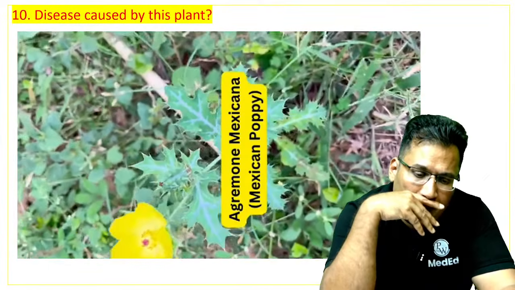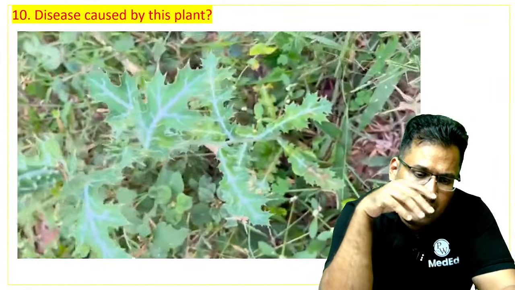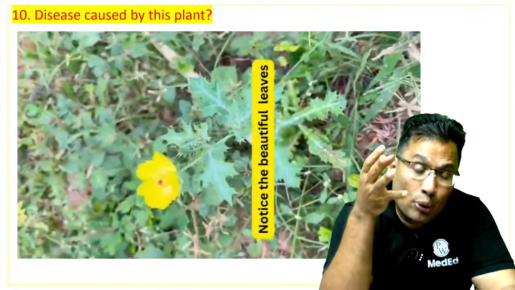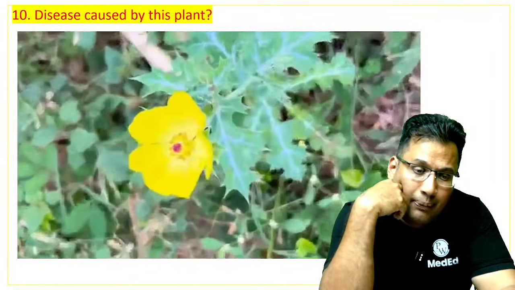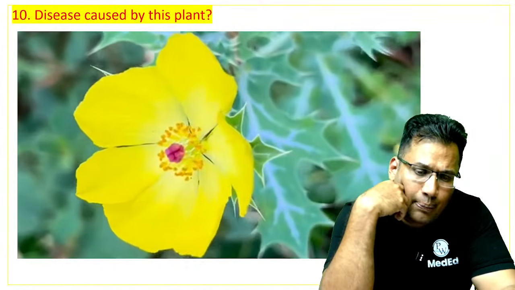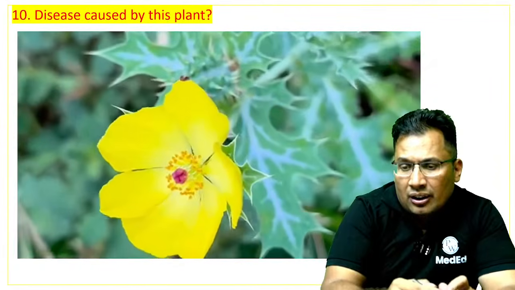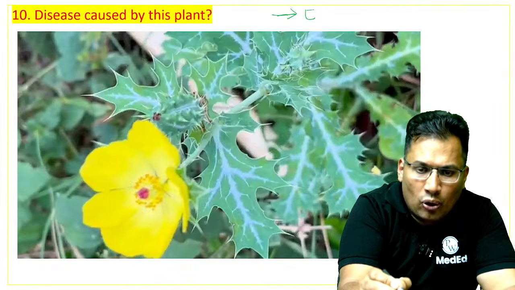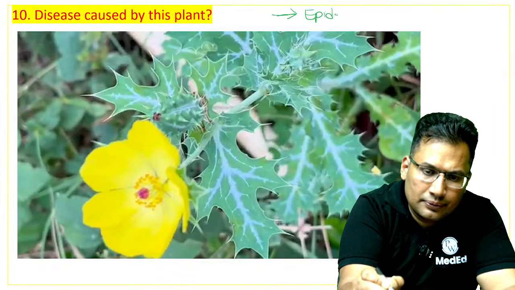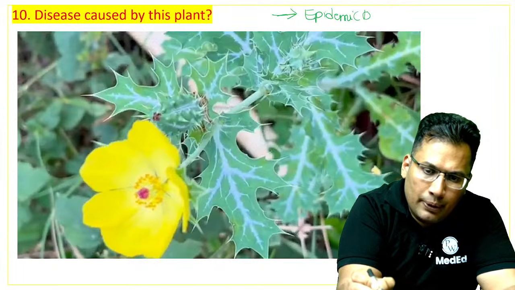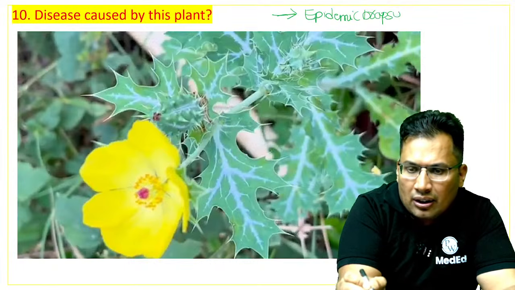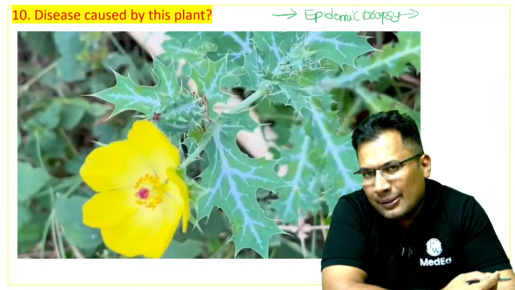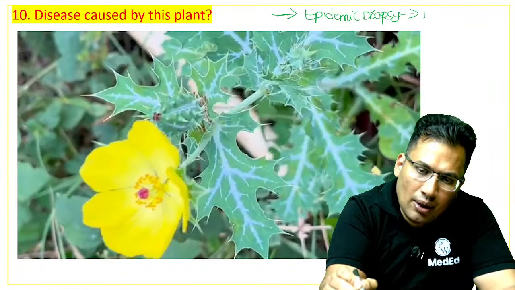Look at this plant. This is having spiny projections. We call it prickly poppy. What is the plant? What is the clinical condition? This plant is very poisonous, which causes epidemic dropsy. Epidemic dropsy is the clinical condition, caused by mixing the seeds of this plant with the mustard seed.